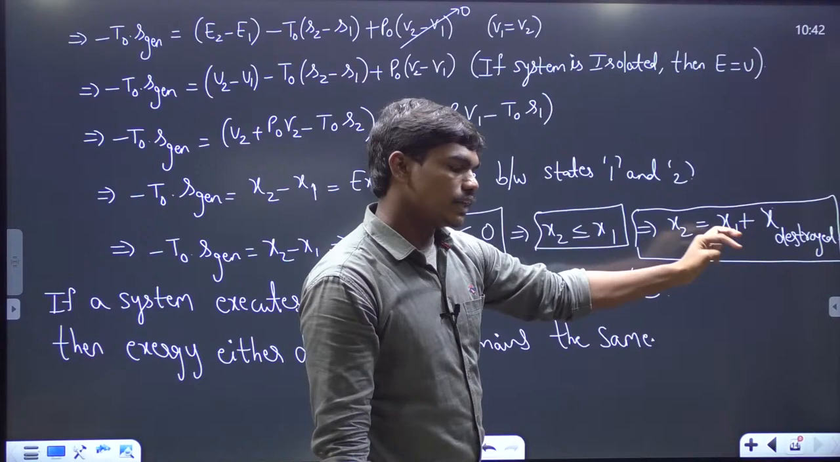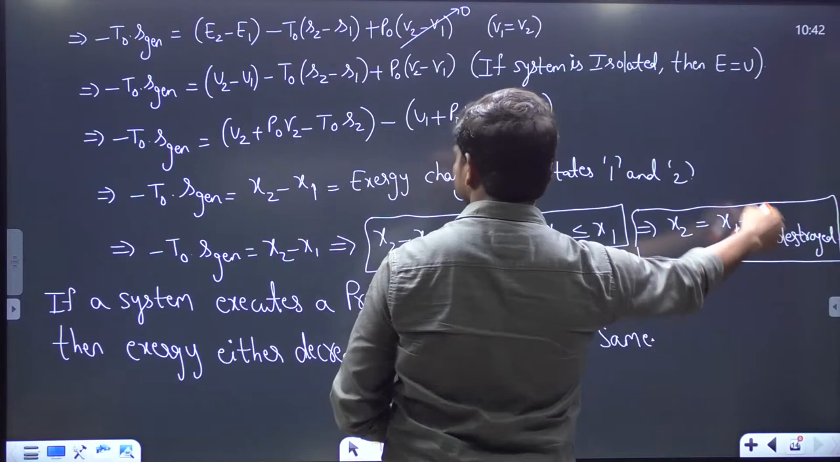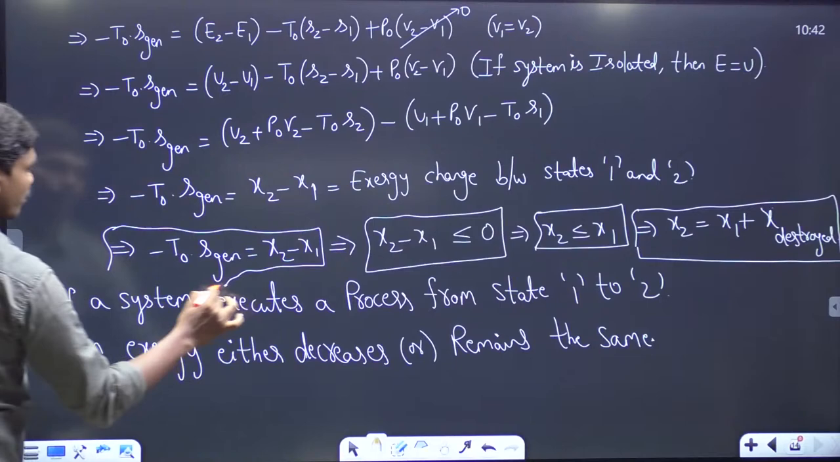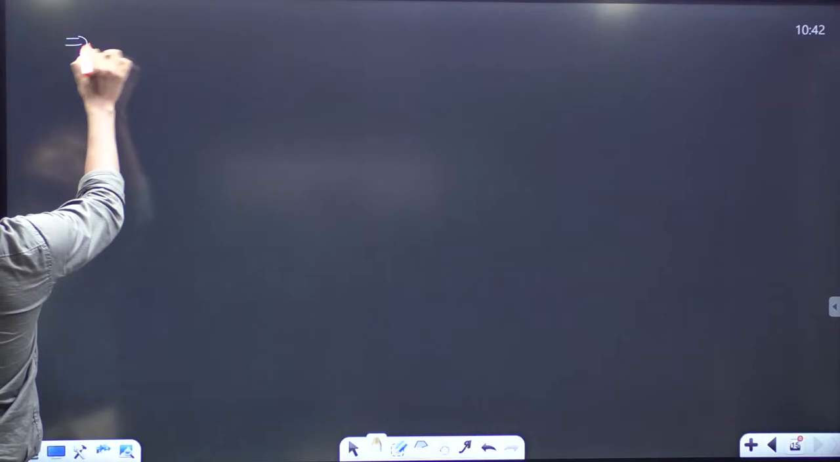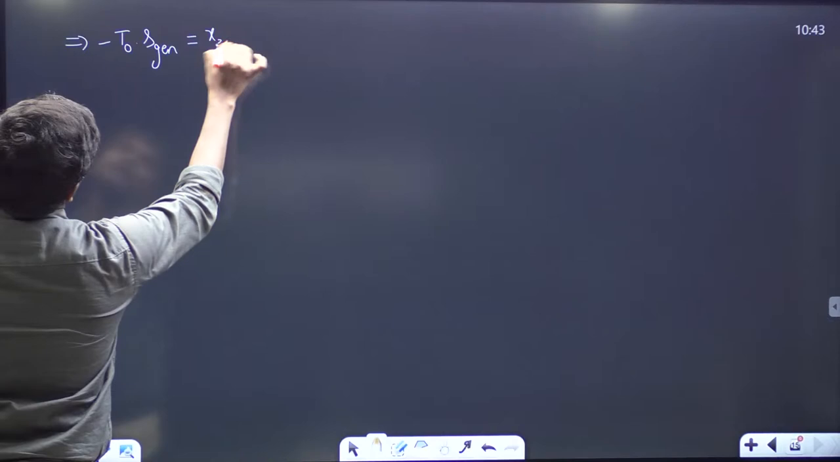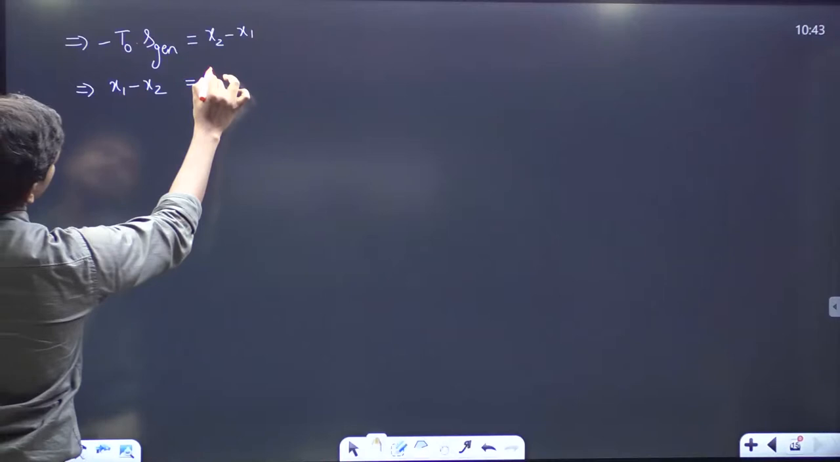Yes. So which means if I write this difference X2 minus X1 as exergy destroyed, from this equation, look at this equation. Let us write this equation again. So this implies minus T0 into S generation is equal to X2 minus X1, which means X1 minus X2 is equal to T0 into S generation.